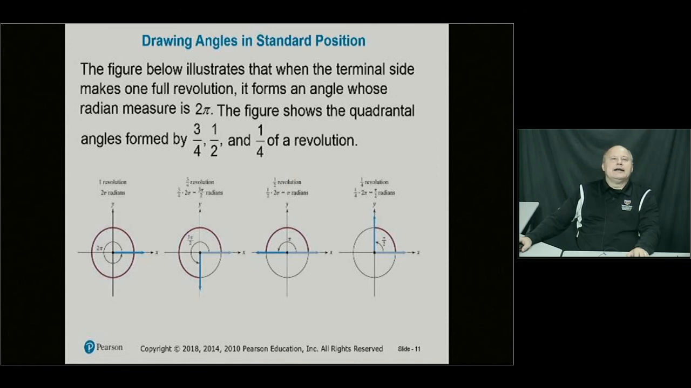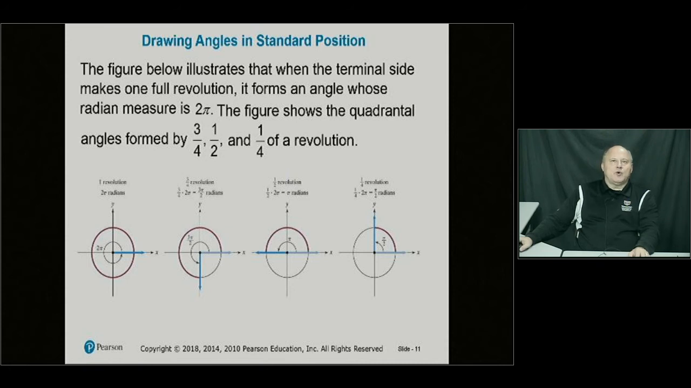All right. Now, drawing angles in standard position. Okay? The figure below illustrates that when the terminal side makes one full revolution, it forms an angle whose radian measure is 2 pi, which we discussed already. Okay, and that would be your first picture. It forms an angle with radian measure of 2 pi.